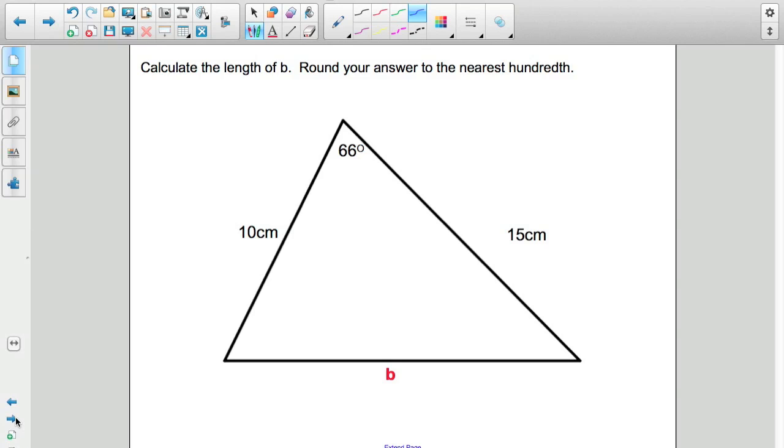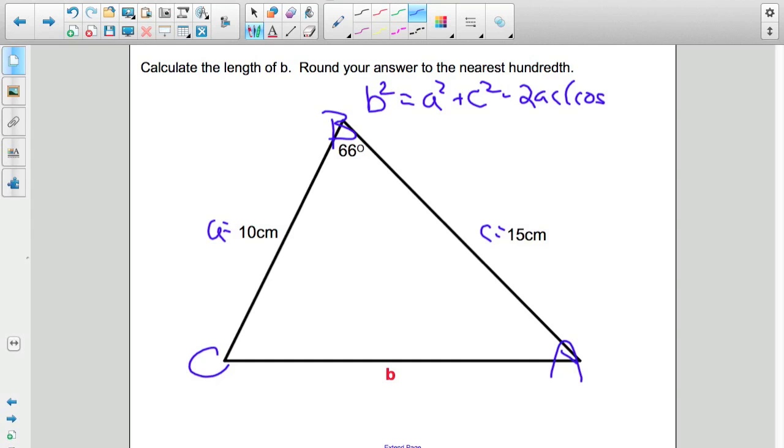Everyone want to try to do this? Volunteers? Well, our unknown side, gonna square it. It's equal to the other sides that we know. Does it matter which one's A and which one's C? No. So I can say this is A, this is C. So that makes this angle C, this angle A, and we know that this angle should be B already. Just so that my triangle is completely labeled. A squared, so B squared, A squared minus 2 times the two side lengths that I know, which is A and C, times the cos of the angle that I know, which is B.